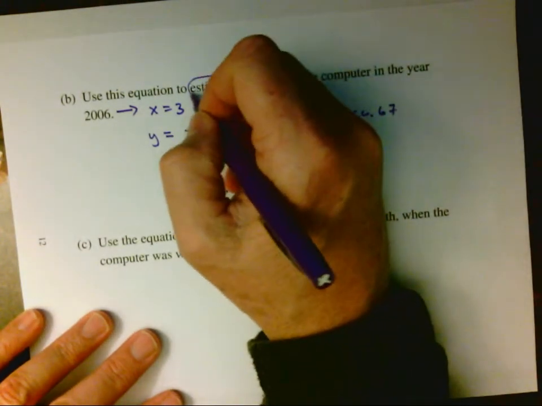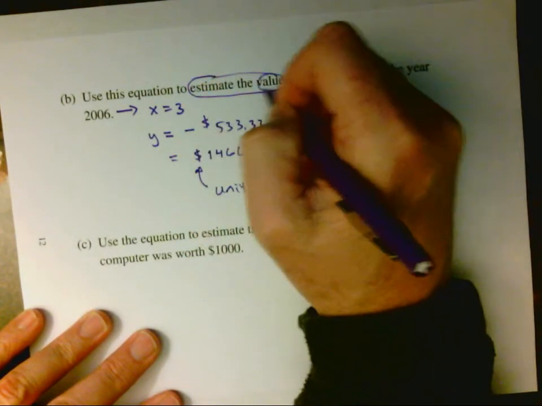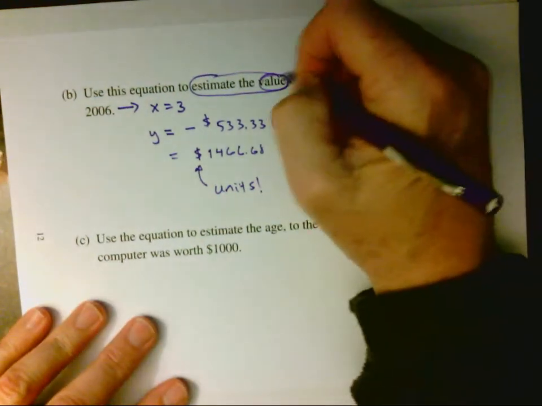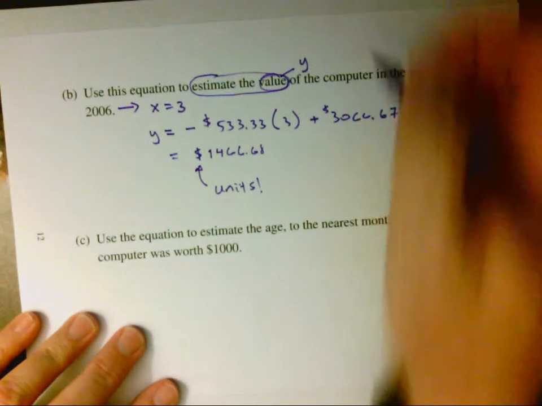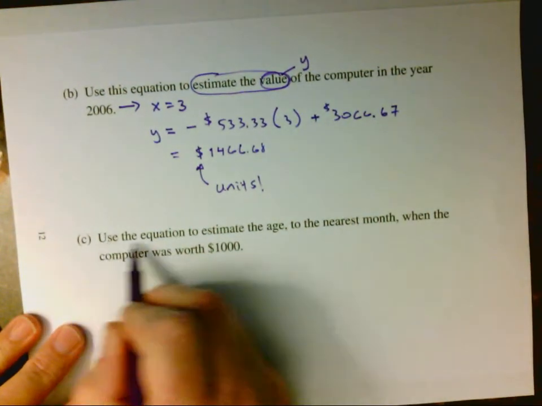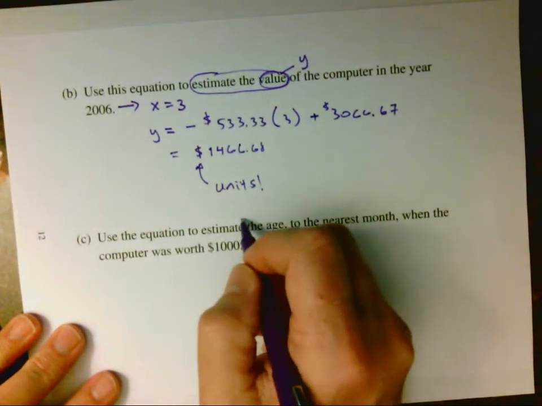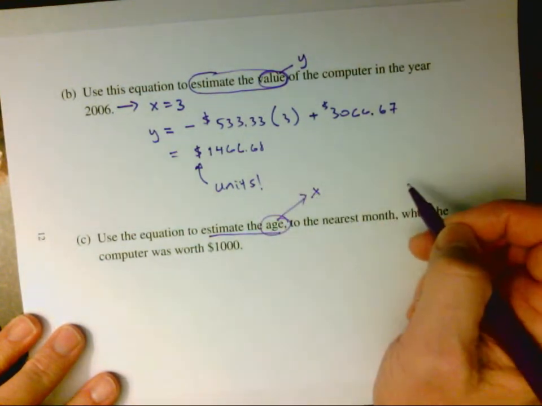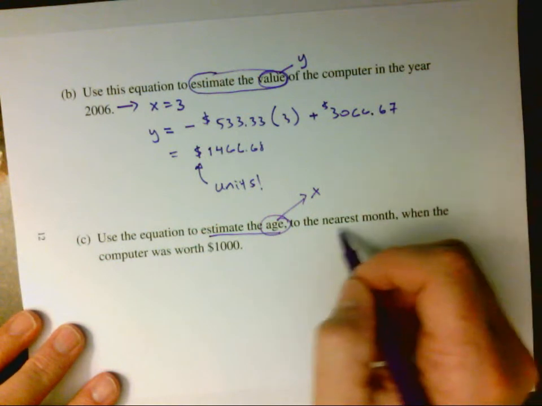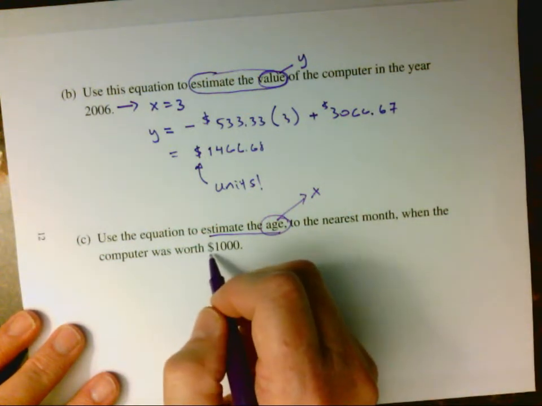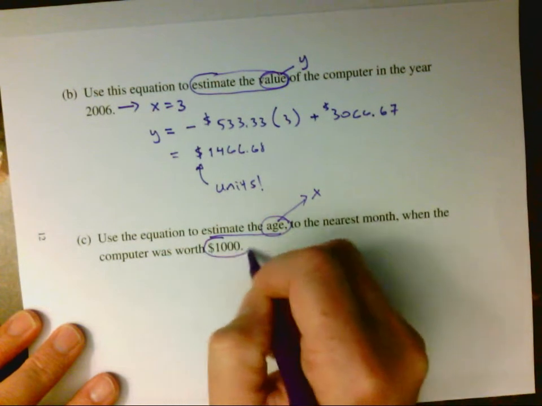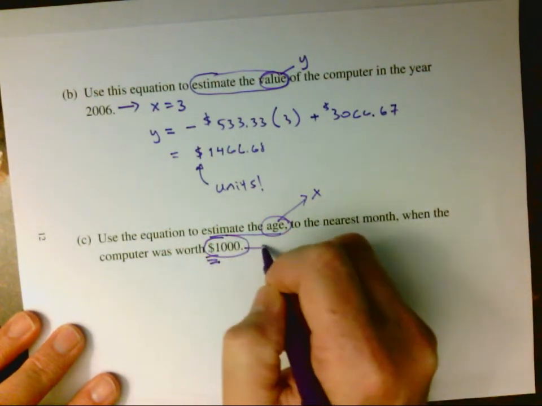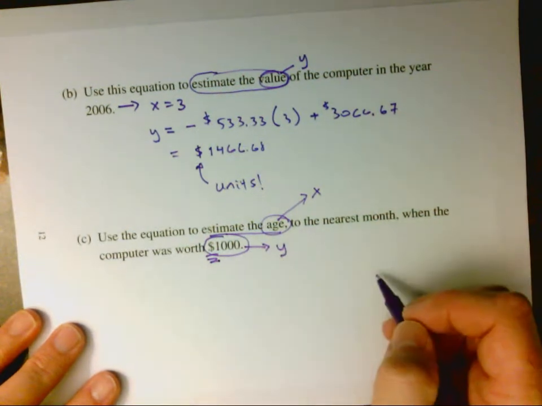Now, up here we're supposed to estimate the value. The word value we saw on the last page was associated with the variable y. So we were supposed to find y. Down here they say use the equation to estimate the age. So we're supposed to estimate the age. That means we're supposed to find x when the computer is worth $1,000. So here they did not give us an x value to plug in. Notice the units on that. Those are dollars. Dollars are things that go with y's.